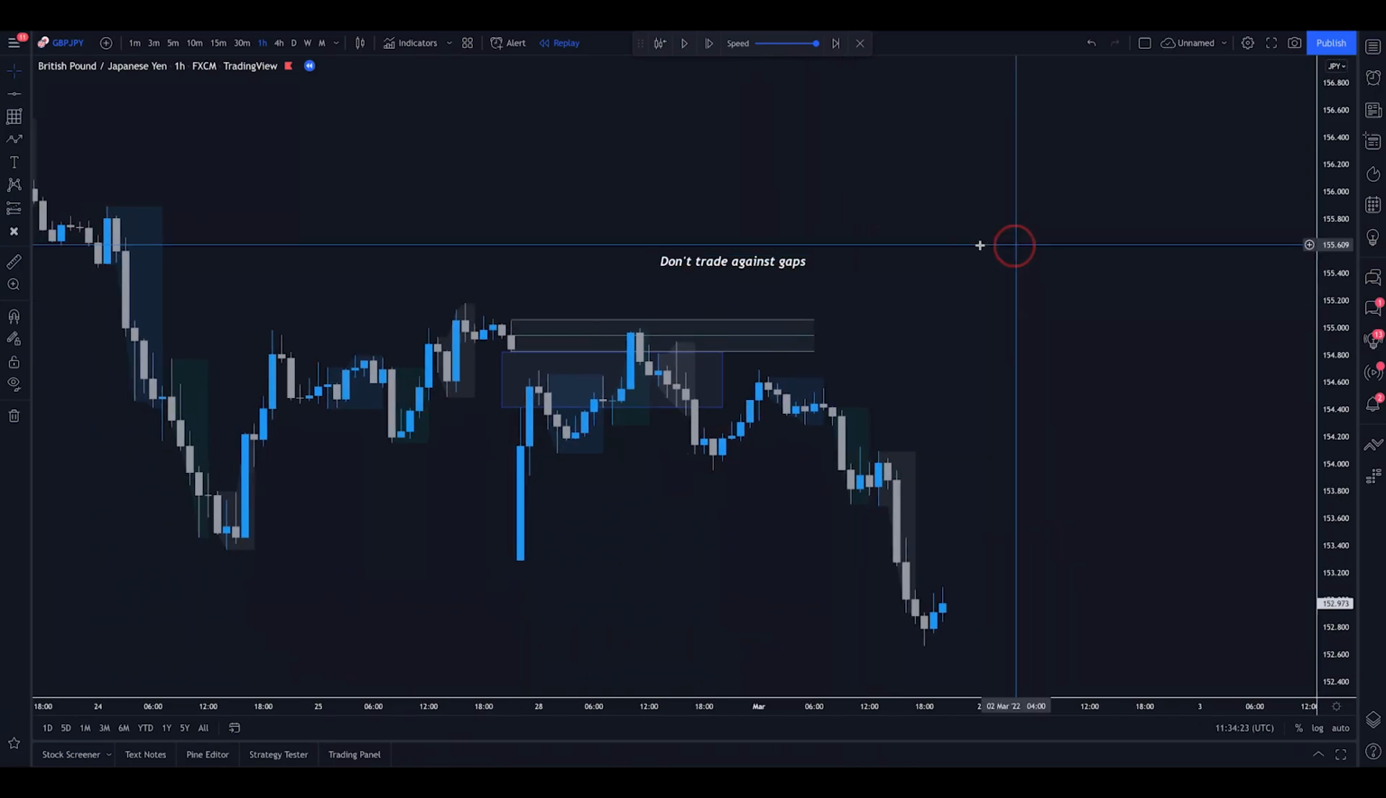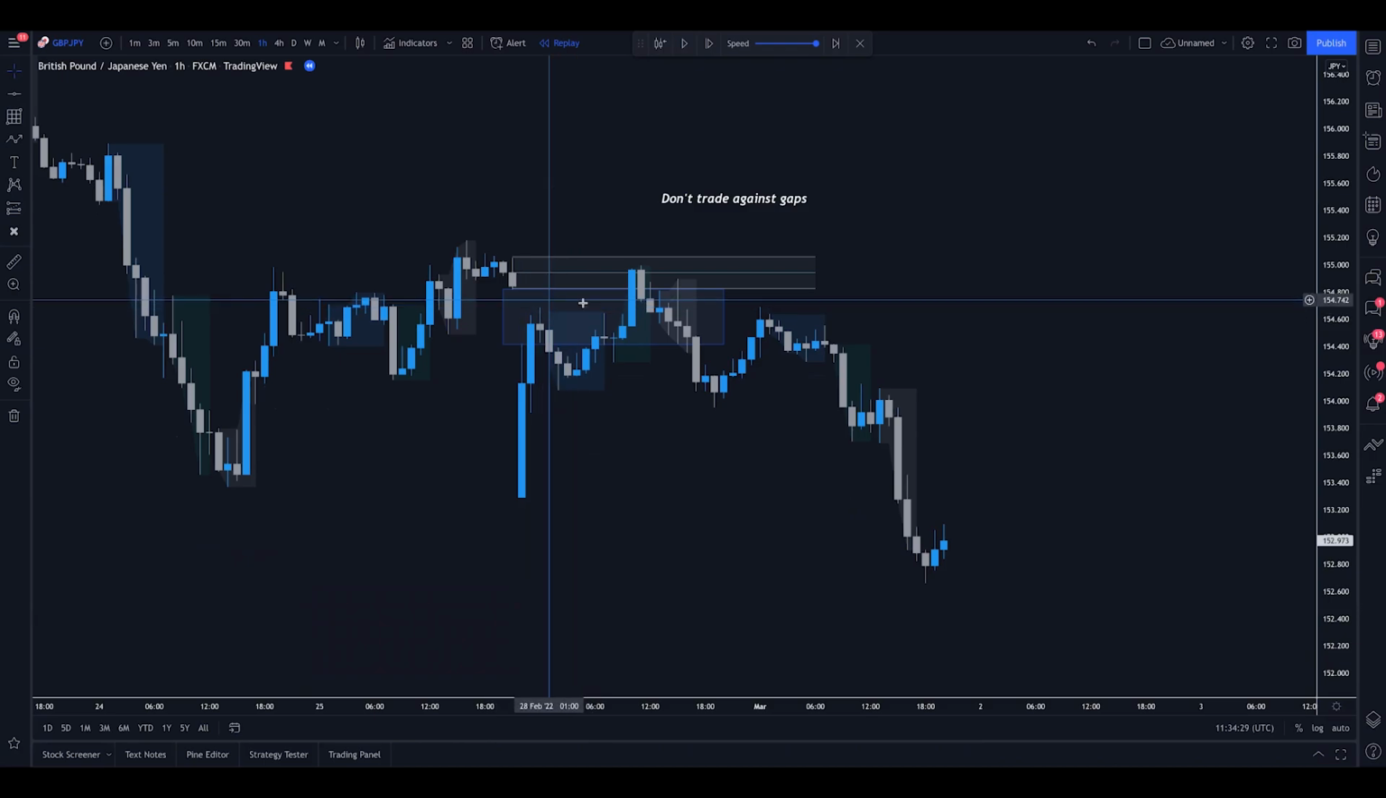And why shouldn't you do that? Well, first of all, you're going to get better, high probability, high risk reward winners. And second of all, you're going to avoid a lot of losses that you would take selling here when the market actually goes and fills the gap and clears your theoretical or hypothetical stop loss.